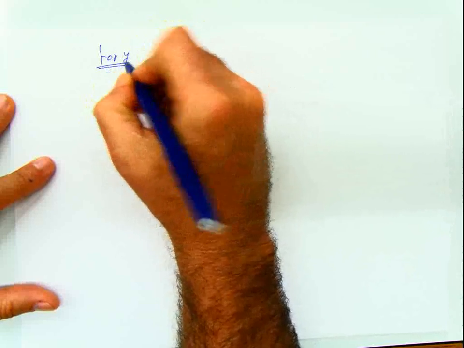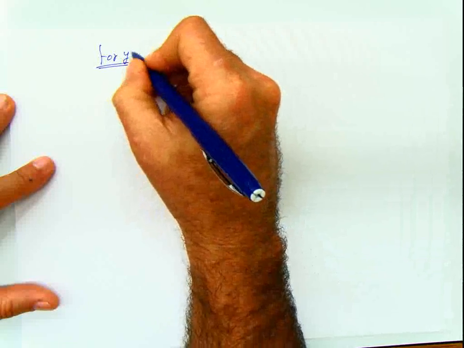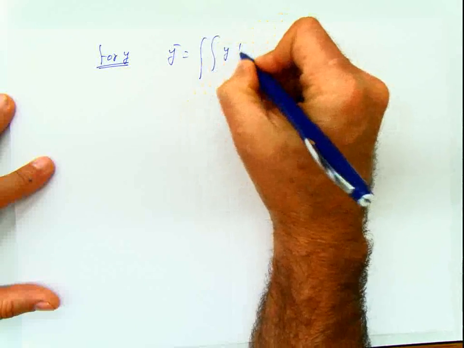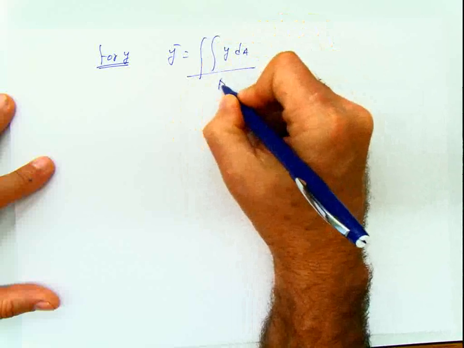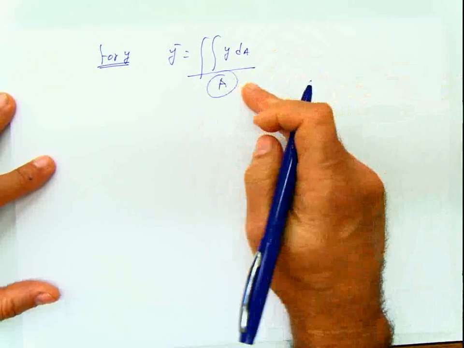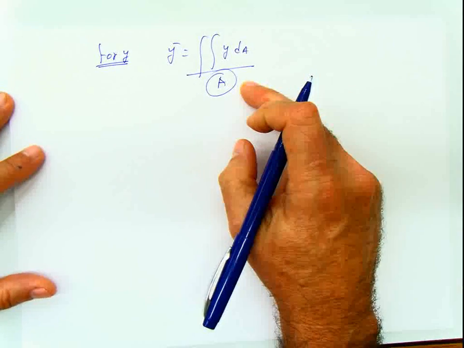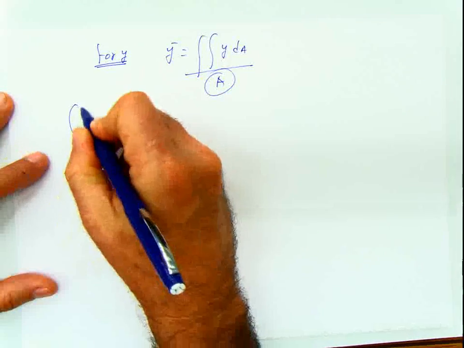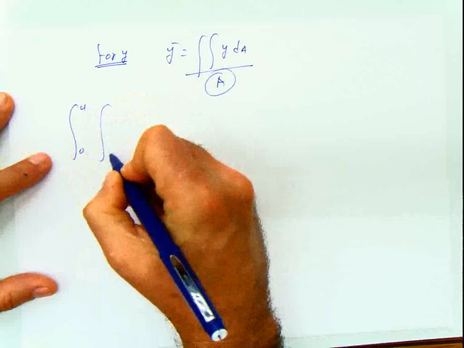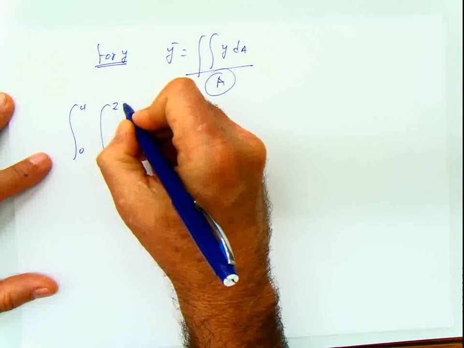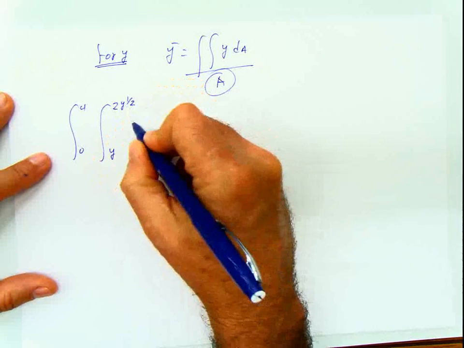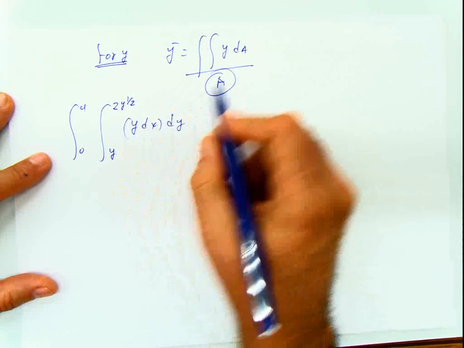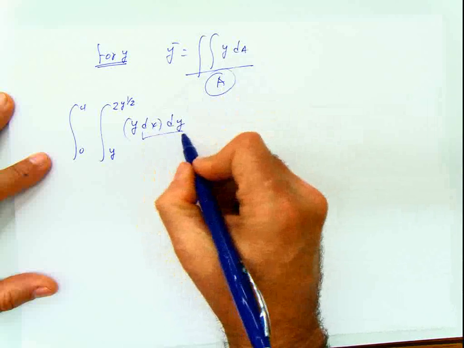Now if we have to calculate the other coordinate, y bar is going to be the double integral of y dA divided by the area. In this case, I already know the area, so I'm not going to go over it again. But then you have to do the same thing: the integral from 0 to 4 of the integral from y to 2y to the 1/2 of y dx multiplied by dy. Because remember, dA is dx dy.